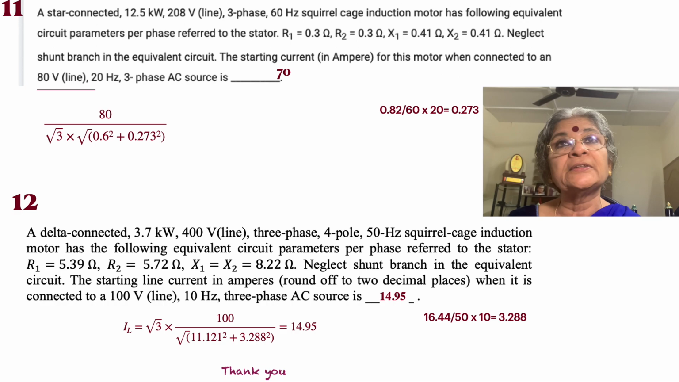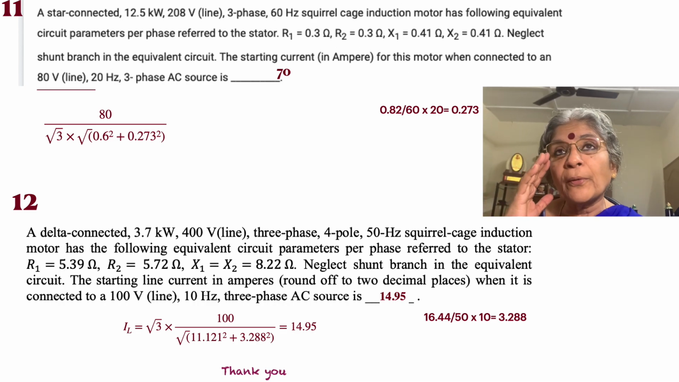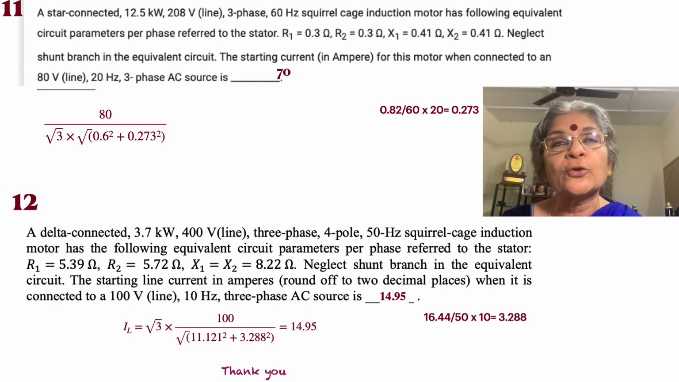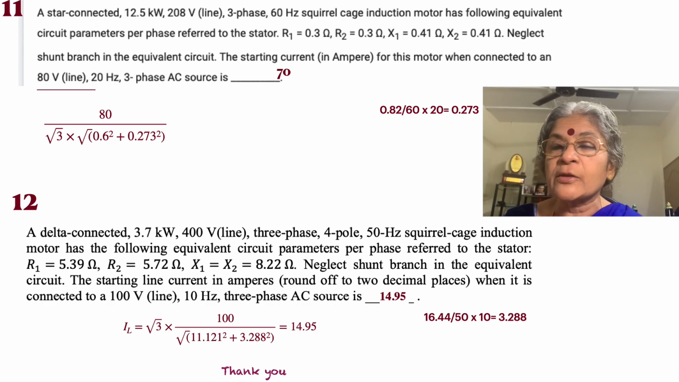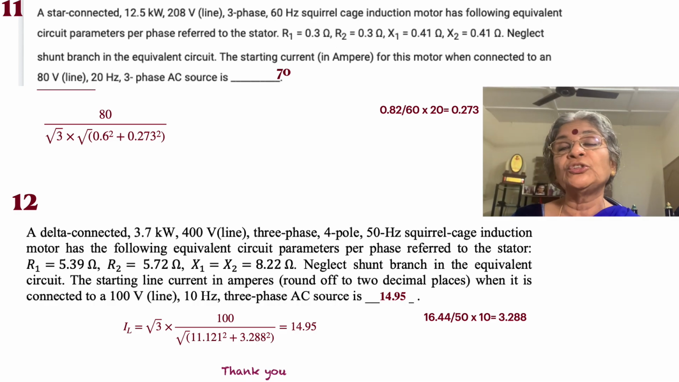Okay, it also has the reactance, but the reactance is changing. Why is it changing? Because the frequency has changed. So we have 0.82, both of them together, divided by 60, multiplied by 20, giving us 0.273. That also can be squared and added. There's no slip here. Why? Because S is equal to 1. It's a starting current which is being asked. So that portion you have to be very careful about.